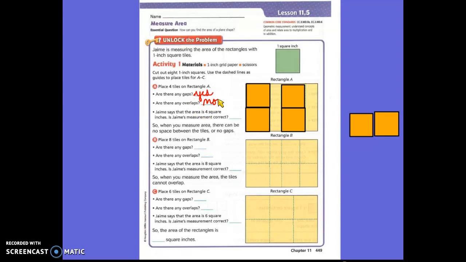Jamie says that the area is 4 square inches. Is Jamie's measurement correct? No. Why not? Because it has gaps. So when you measure area, there can be no space between the tiles. There should be no gaps, okay? Good work.